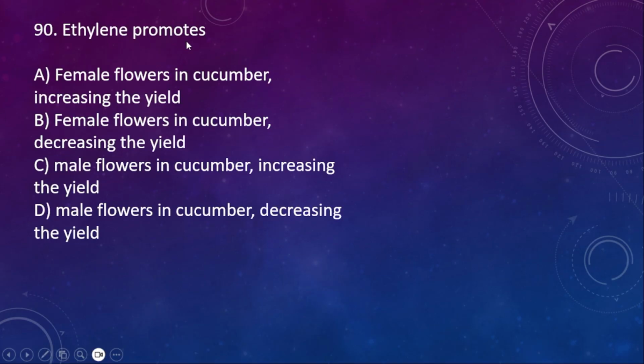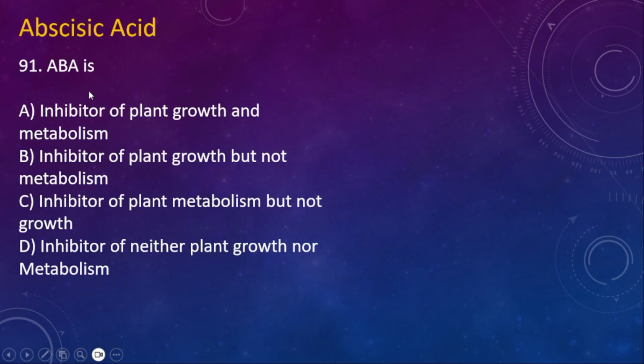90. Ethylene promotes A. Female flowers in cucumber, increasing the yield. B. Female flowers in cucumber, decreasing the yield. C. Male flowers in cucumber, increasing the yield. D. Male flowers in cucumber, decreasing the yield. So here the right option is option A. Female flowers in cucumber, increasing the yield.